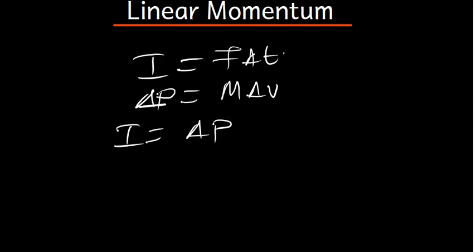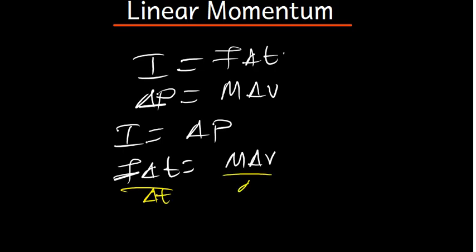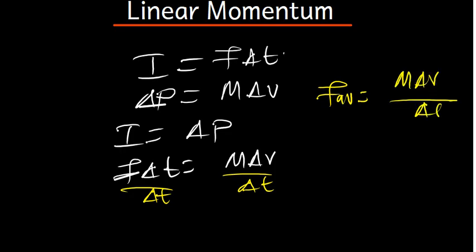Now, if impulse is the same as the change in momentum, we can say that this is the force times the change in time, and the change in momentum is mass times the change in velocity. Okay, I can find the force. I can divide both sides by the change in time, and I'm going to find that the average force is the mass times the change in velocity, everything divided by the change in time.